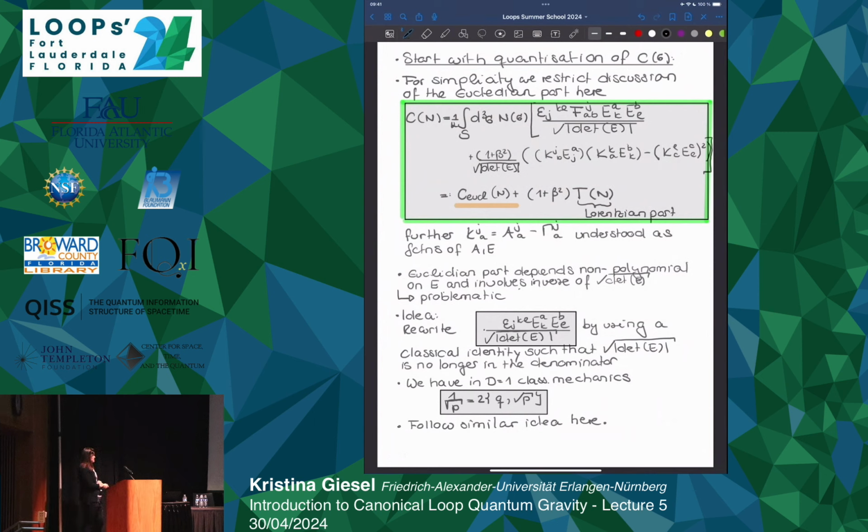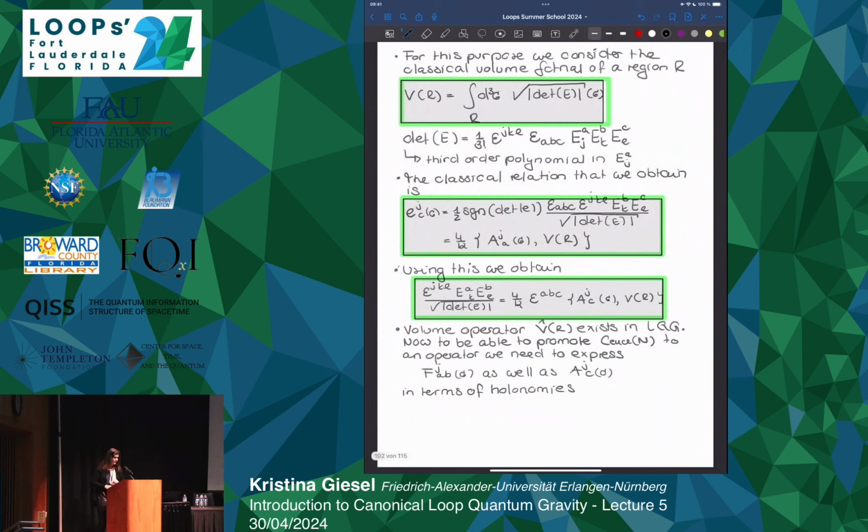And this is a classical identity where on the right-hand side we have the advantage that the square root of P is not in the denominator. And now we would like to follow the same idea for this more complicated expression. And therefore, it's not just square root of P in our case, but we can rewrite it in a similar manner using the volume functional. So in the classical theory, I can define the volume of a region R by just integrating over a region in our dust space, d cube sigma, and then we have the square root of the determinant of E.